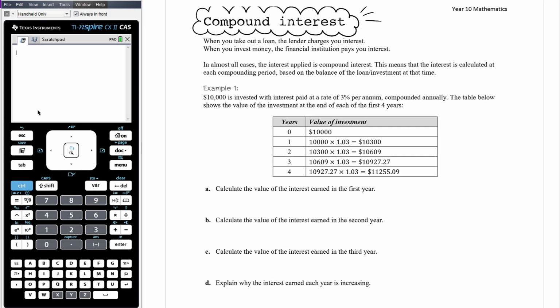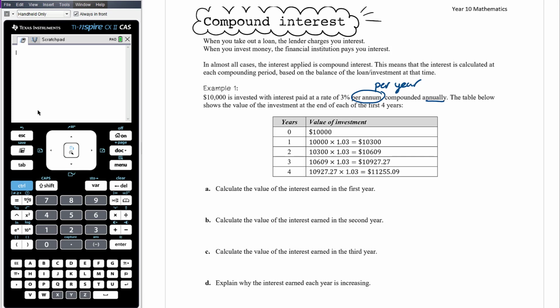Okay, so we want to have a look at a particular example, which is compound interest. There's also simple interest, but compound interest is what happens in the real world. So compound interest means that the interest is calculated at each compounding period based on the balance of the loan or investment at that time. So for example, the first example here is $10,000 invested with interest paid at a rate of 3% per annum. So per annum, meaning per year, okay, compounded annually. So that means once a year the interest gets compounded, okay.